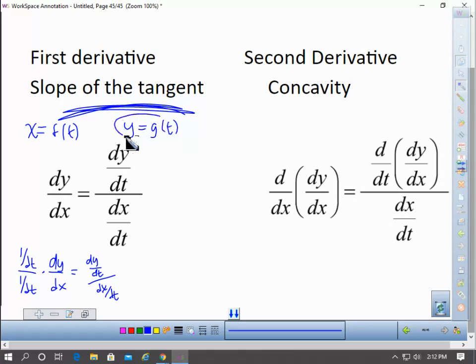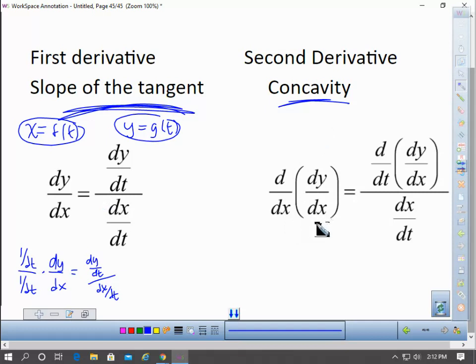So you're just taking the derivative of this one and dividing it by the derivative of that one. And we're going to be in t's, so you just take the derivative in terms of t and you're good to go. Now, of course, that gives us the slope of the tangent line. Now, the second derivative, of course, we know tells us about concavity, whether the function's concave up or down.